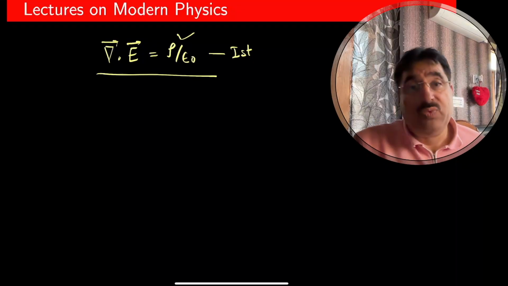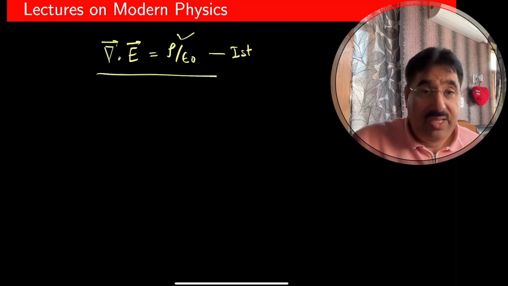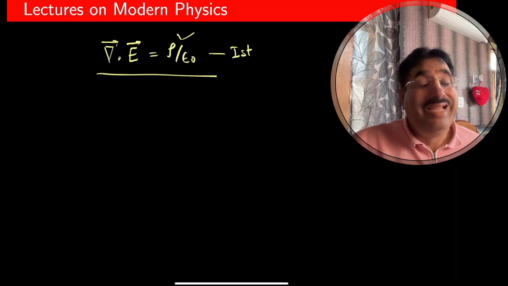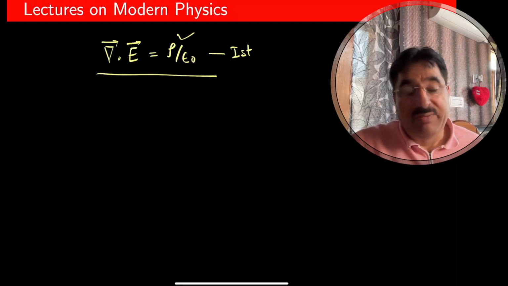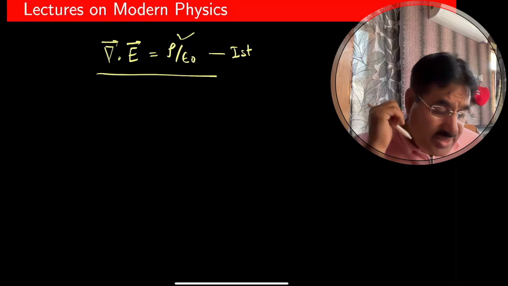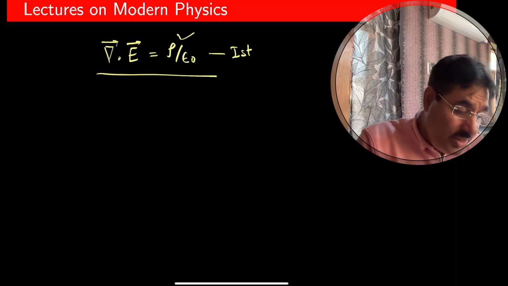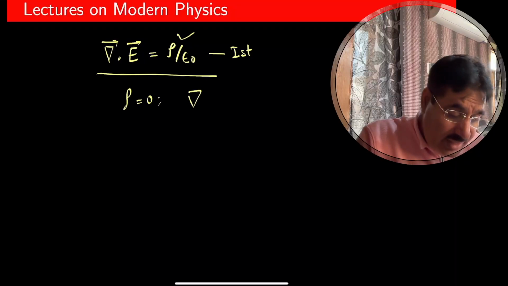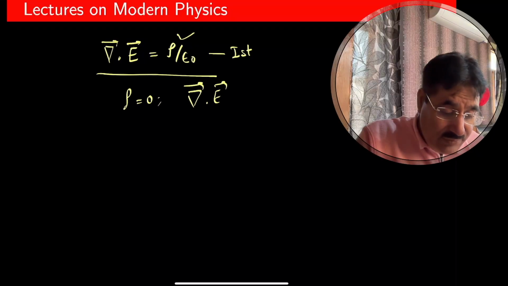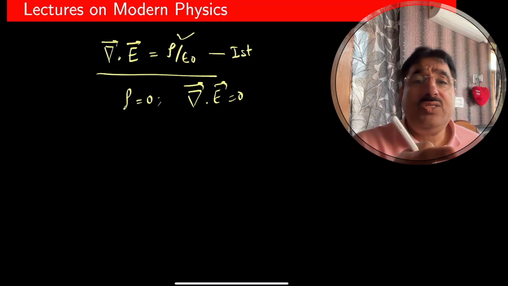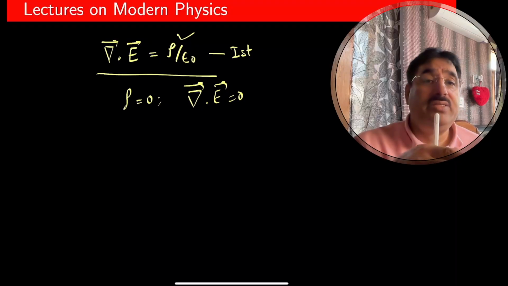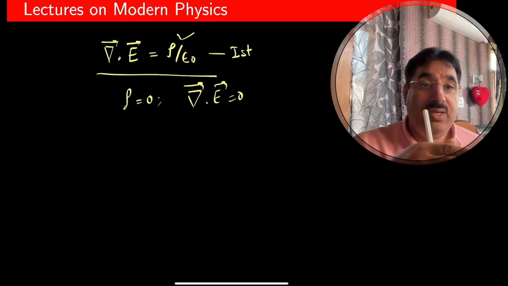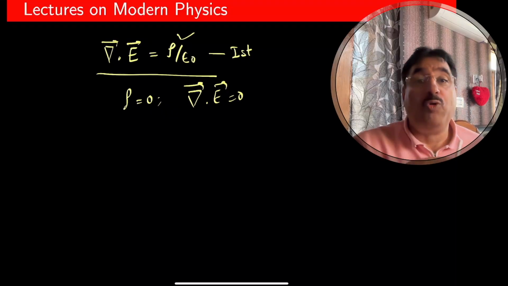So right now, this is Maxwell's first equation. What is Maxwell's first equation? It is that the divergence of the electric field is related to the charge density divided by epsilon naught. Now you may ask, if the charge density is 0, what does it boil down to? Suppose charge density is 0, then the divergence of the electric field is 0. So is it that if charge density is 0, the electric field is 0 all the time? No, that is not the case. There could be regions where charge density is 0, but the electric field still has a profile.